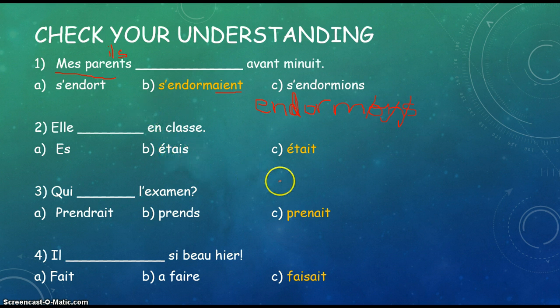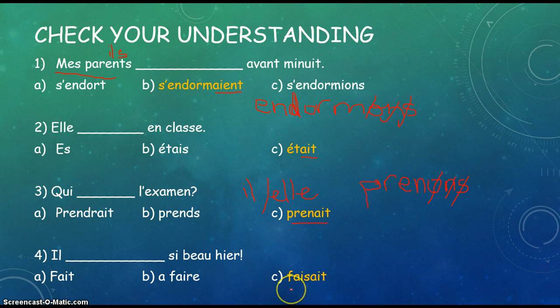Number 2, AIT is your ending for il. And remember, qui uses the same thing as il. And the nous form of the verb prendre, which means to take, is prenons. We drop our O-N-S. Notice there is no D, there is no R. So that is why C has to be the answer.